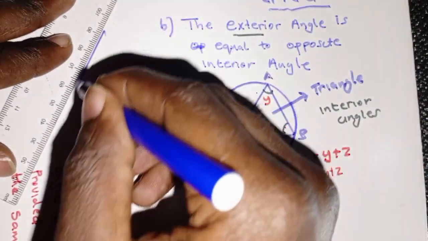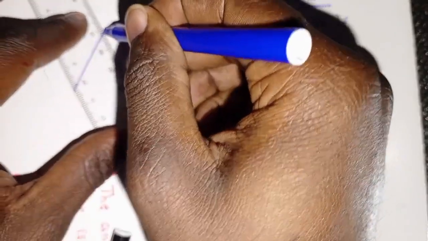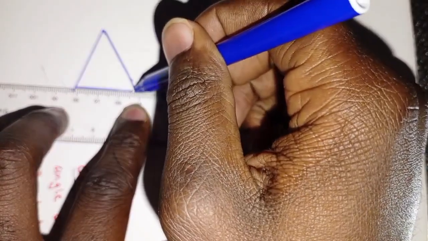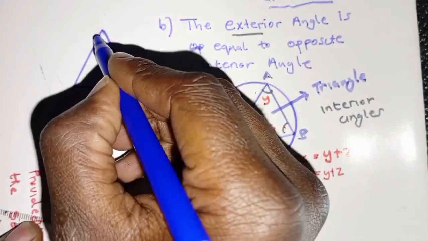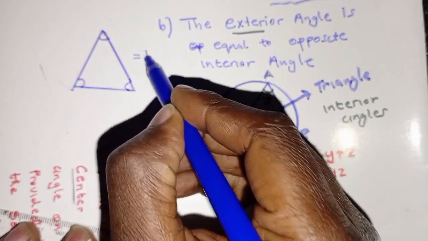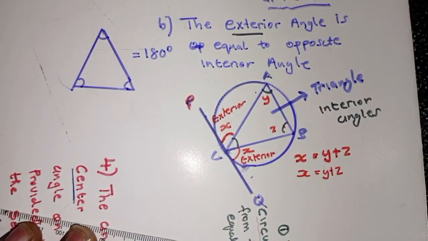When you have a triangle, and it's very important, don't miss this one, when you have a triangle anywhere, you should know that when you add all the three angles, they should add up to 180.